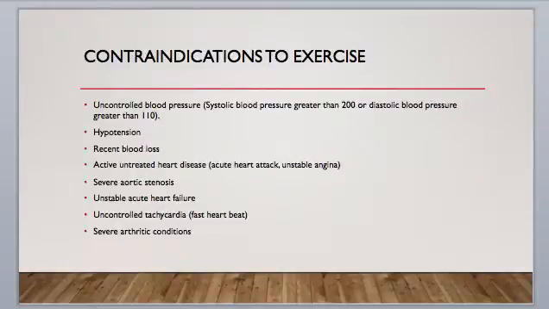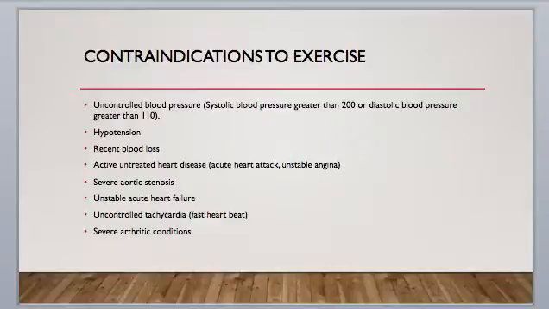There are contraindications to exercise that we will briefly review here. Please always review concerns you may have about exercise with your primary care provider. I'm going to list the contraindications to exercise now. Uncontrolled blood pressure, which is a systolic or the top number in your blood pressure of greater than 200, or a diastolic, the bottom number of your blood pressure, greater than 110, should be reviewed with your provider before starting any exercise program.